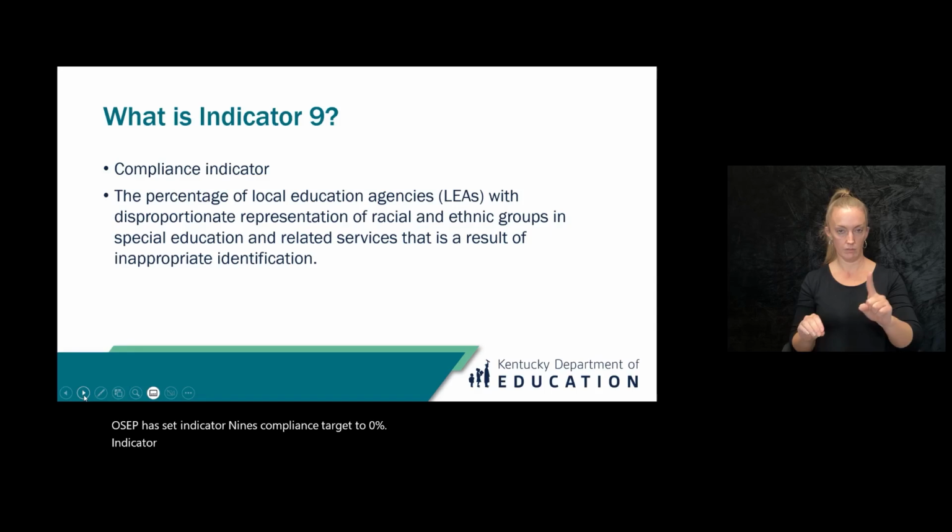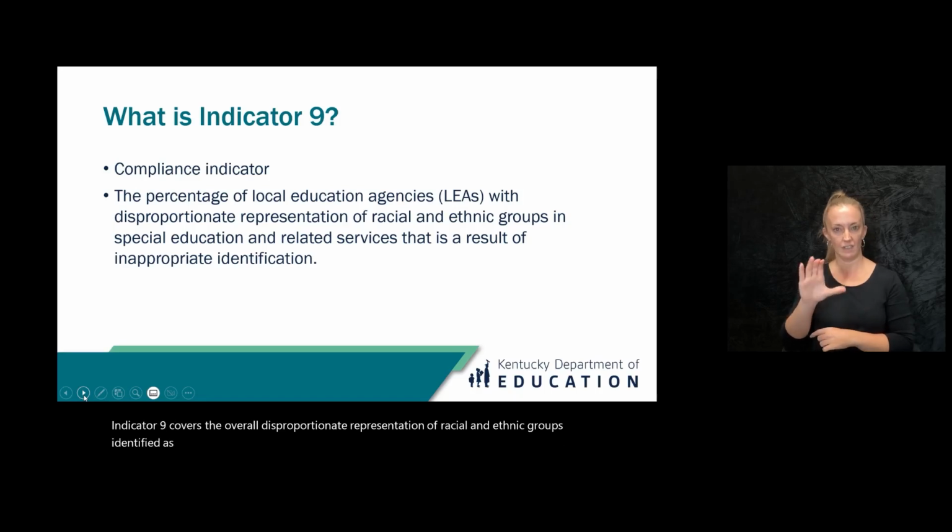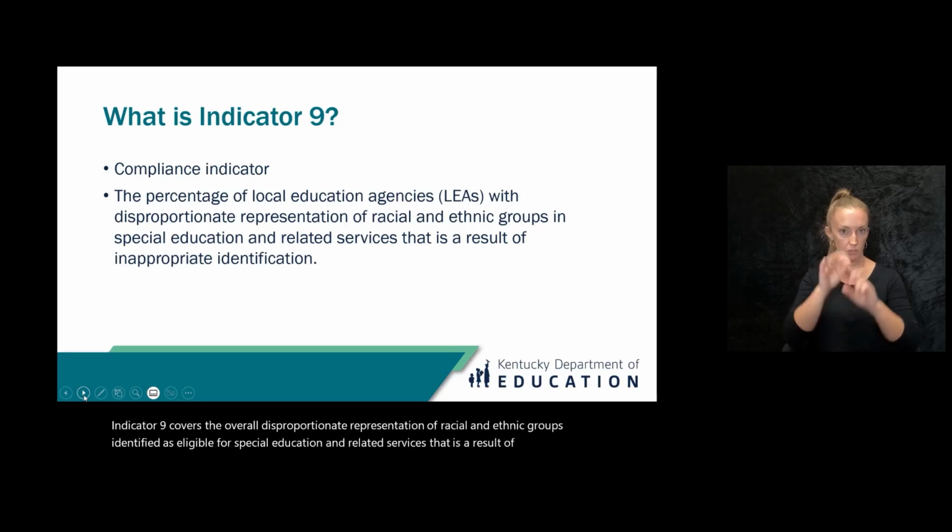Indicator 9 covers the overall disproportionate representation of racial and ethnic groups identified as eligible for special education and related services that is a result of an inappropriate identification.